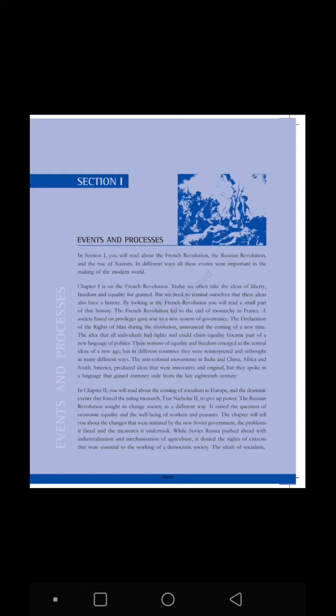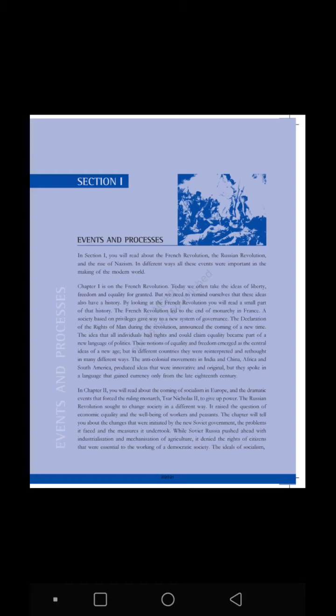In Chapter 2, you will read about the coming of socialism in Europe and the dramatic events that forced the ruling monarch, Tsar Nicholas, to give up power. The Russian Revolution sought to change society in a different way. It raised the question of economic equality and the well-being of workers and peasants. The chapter will tell you about the changes that were initiated by the new Soviet government, the problems it faced, and the measures it undertook.